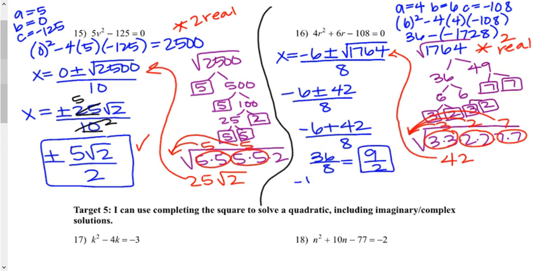And then negative 6 minus 42 all over 8. That becomes negative 48 all over 8. And 48 divided by 8 gives me 6. So my other answer is negative 6. And I got 2 real solutions, which is what I wanted. So I'm in good shape.